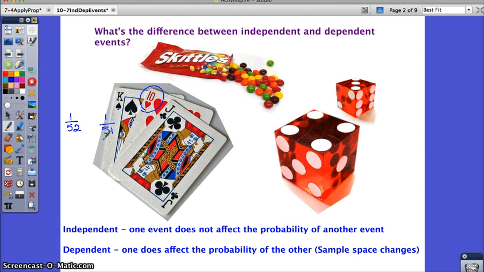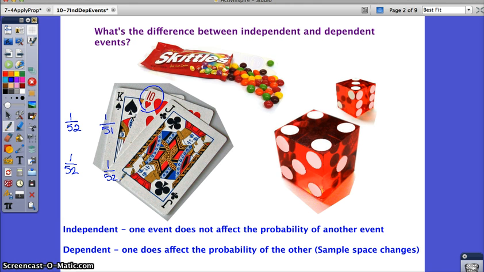Whereas I could say, what's the probability of picking the king of spades, returning that card, and then picking the 10 of hearts? You'd have a 1 out of 52 chance of getting the king of spades. You return it, so you'd have a 1 out of 52 chance of getting the 10 of hearts. And then we would multiply those two, and we'll talk about that.